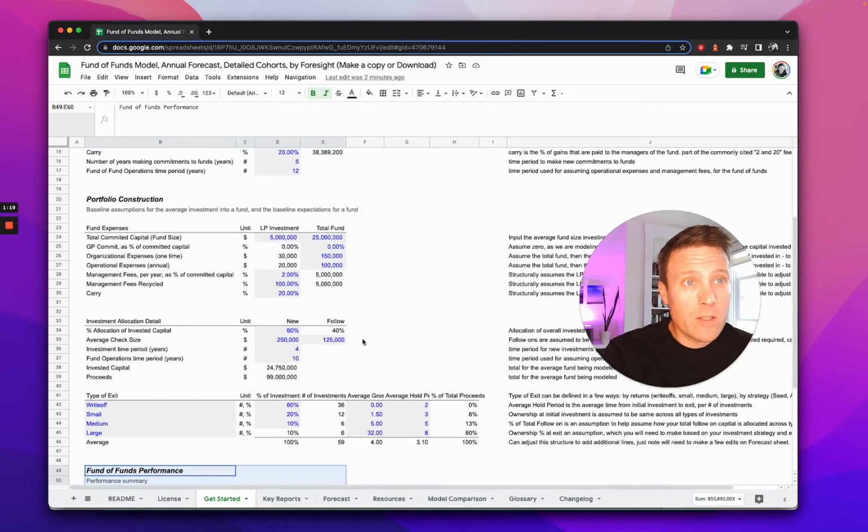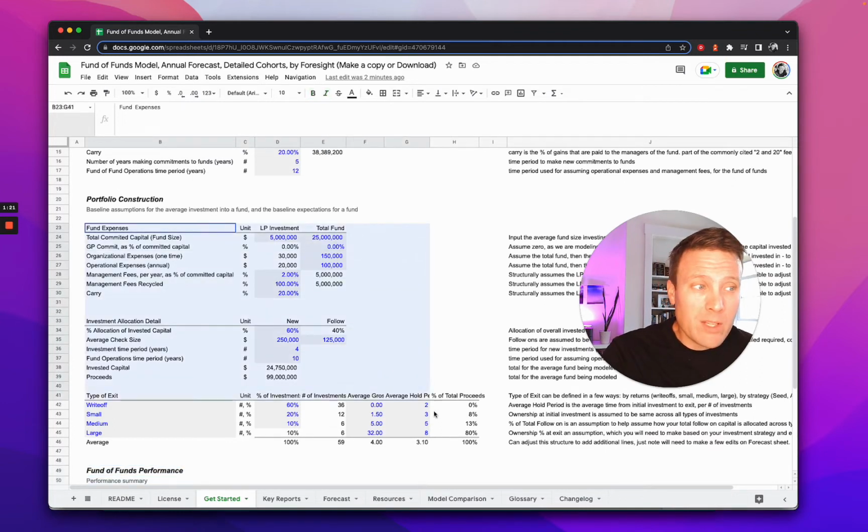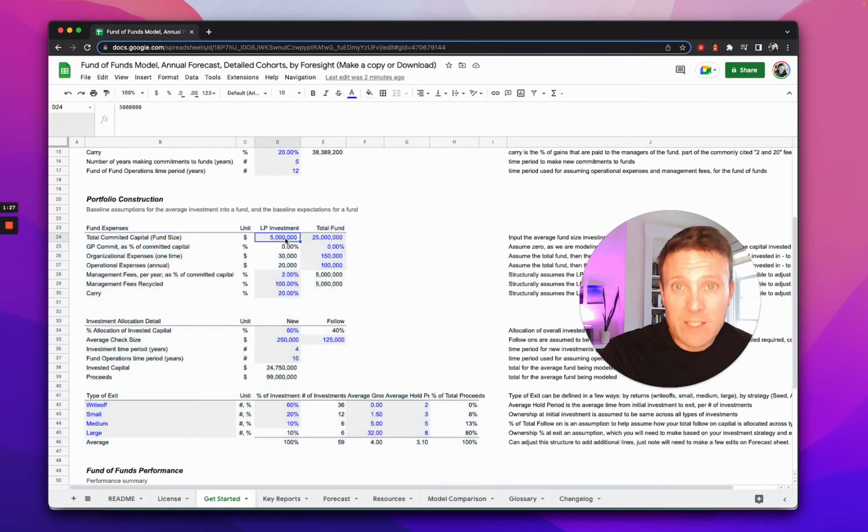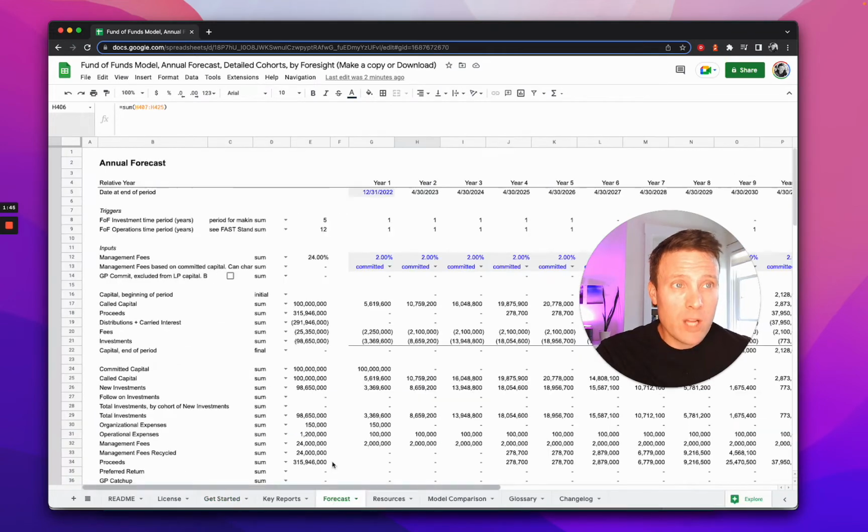So in this portfolio construction component, you're going to assume the basic parameters for the funds that we're investing into: size of the total fund, LP investment into a particular fund, expenses, carry associated with the fund, what the fund's investment strategy is in terms of check size and allocation of invested capital, new and follow, and then a number of parameters around expectations of the returns. And the way that this gets used is on the Forecast sheet.